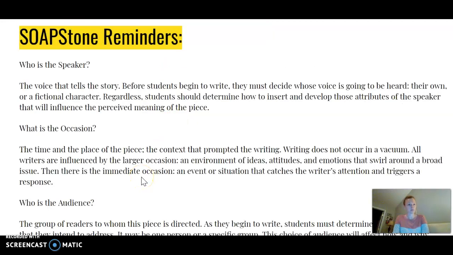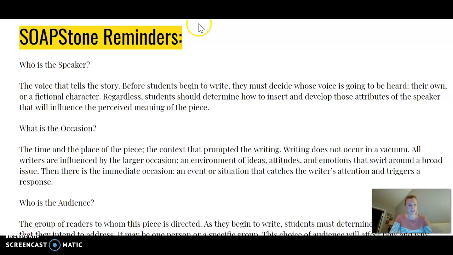review of SOAPStone. So speaker, that's the voice that tells the story. You want to decide whose voice is going to be heard. In this case, it's said right in the prompt. The occasion, the time and place of the piece, the context that prompted the writing. Remember, that one's always kind of tricky. You don't just want, oh, it was on March 31st or whatever day it was. You want to know what was happening in the world, what emotions were coming around, what was the environment of her ideas before you sit down.